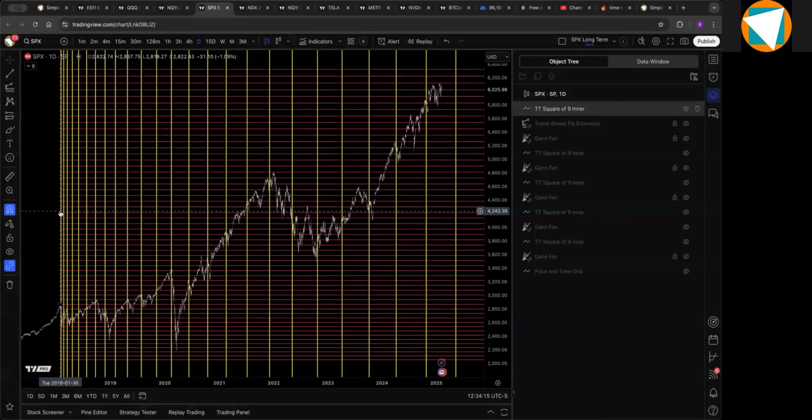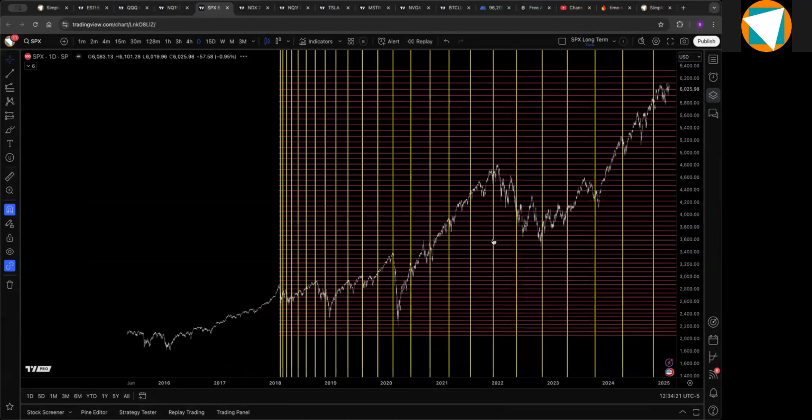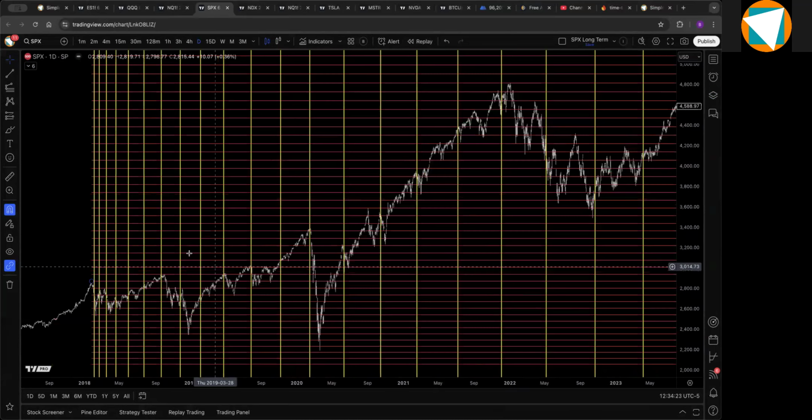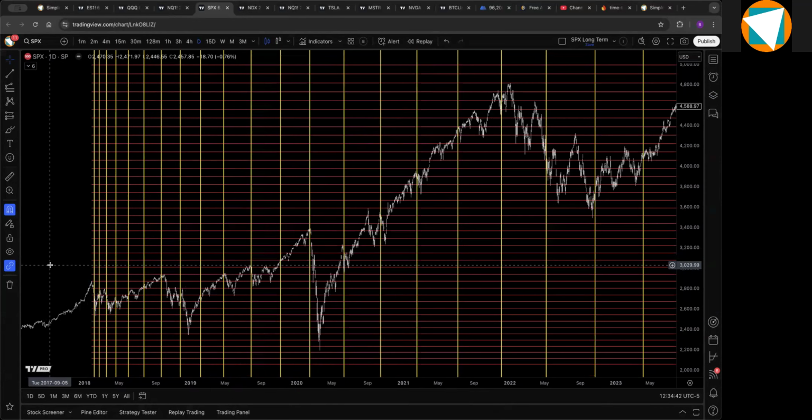One of the things I'll point out is just how good this is at forecasting future tops. The way this is configured, it's scaled at a price per cell of 0.1, and this gives us more price lines. The timelines remain unchanged, but the price lines are denser because of that.